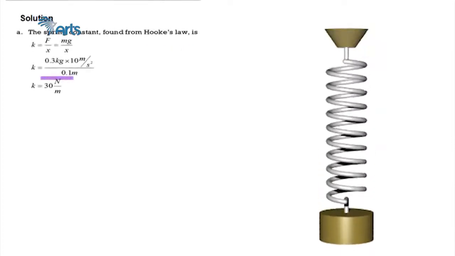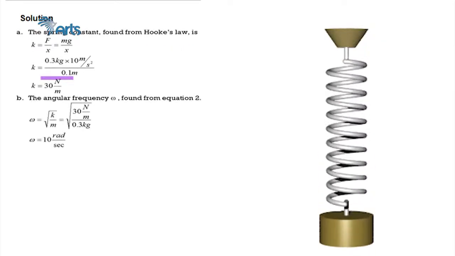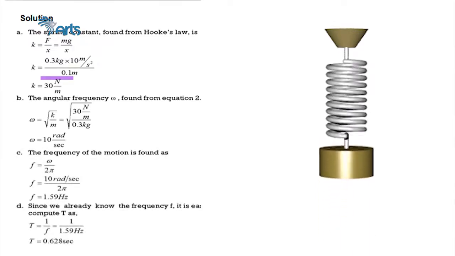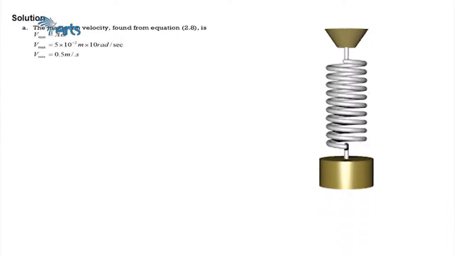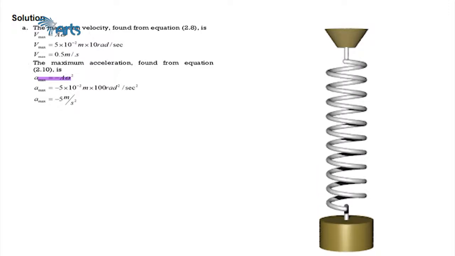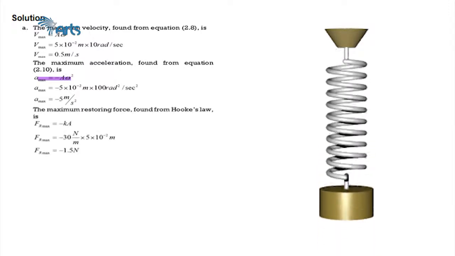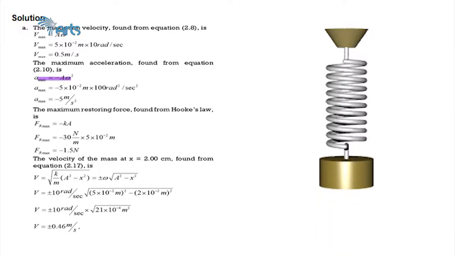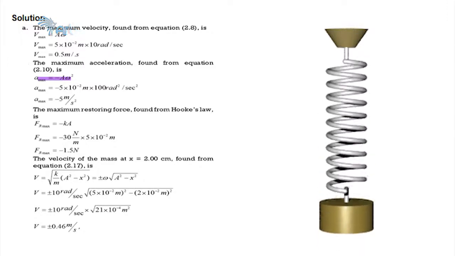The spring constant, B. the angular frequency, omega, C. the frequency of oscillation, D. the time period, E. the maximum velocity of the vibrating mass, F. the maximum acceleration of the mass, G. the maximum restoring force, and H. the velocity of the mass at x equal to 2 cm. Now let's try to solve these problems one by one.